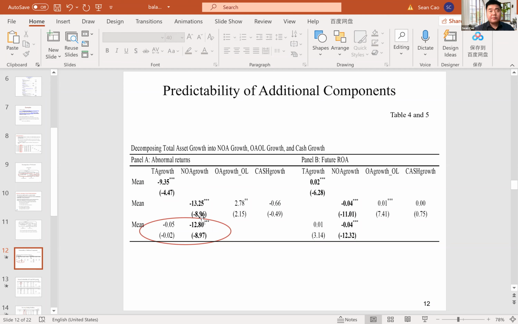This signal is consistent with the theory we talked about before. NOA growth is purely bad growth, where managers are doing empire building financed by shareholders, bonds, banks. But total asset growth is a combination of good growth and bad growth.